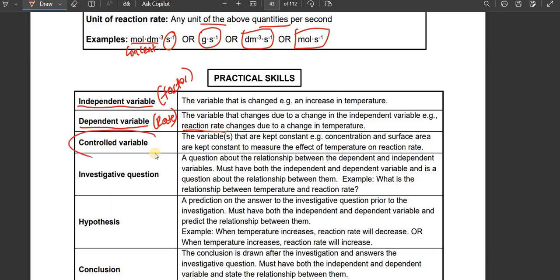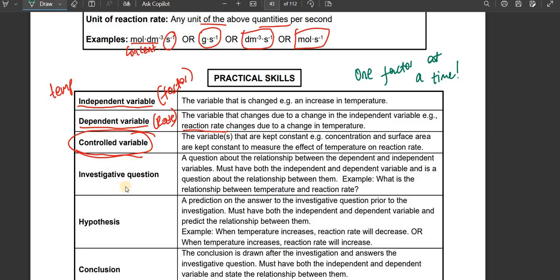What is a controlled variable? If the independent variable, let's just say it's temperature, it means all the other factors, I must keep them constant. All the other factors become your controlled variables, such as surface area, concentration, nature of reactant, state of division, which is still surface area. Those things, you should keep them constant so that you are investigating one factor at a time.